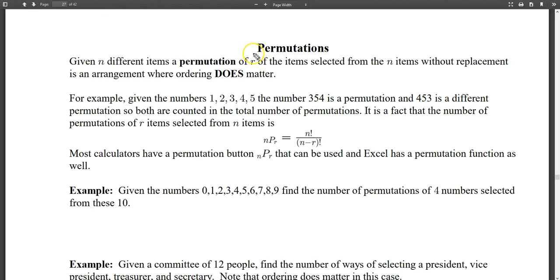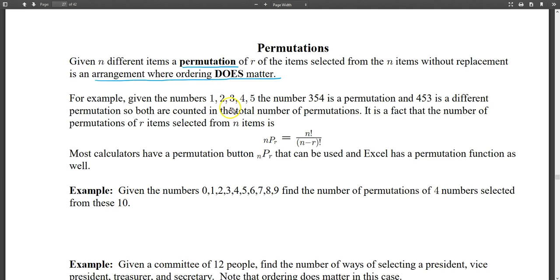We're now going to cover permutations and combinations. Suppose we're given n different items. Then a permutation of r of those items selected from the n without replacement is an arrangement where ordering does matter. So that's what a permutation is.